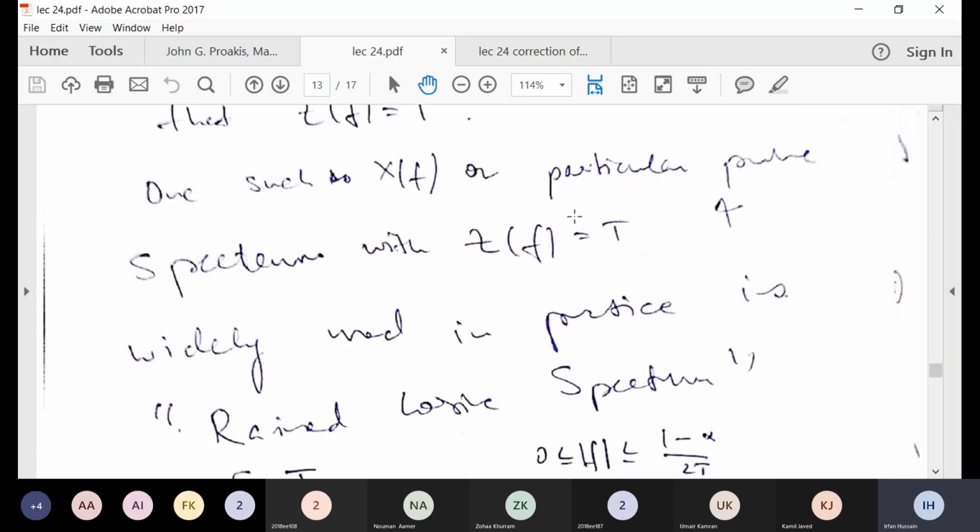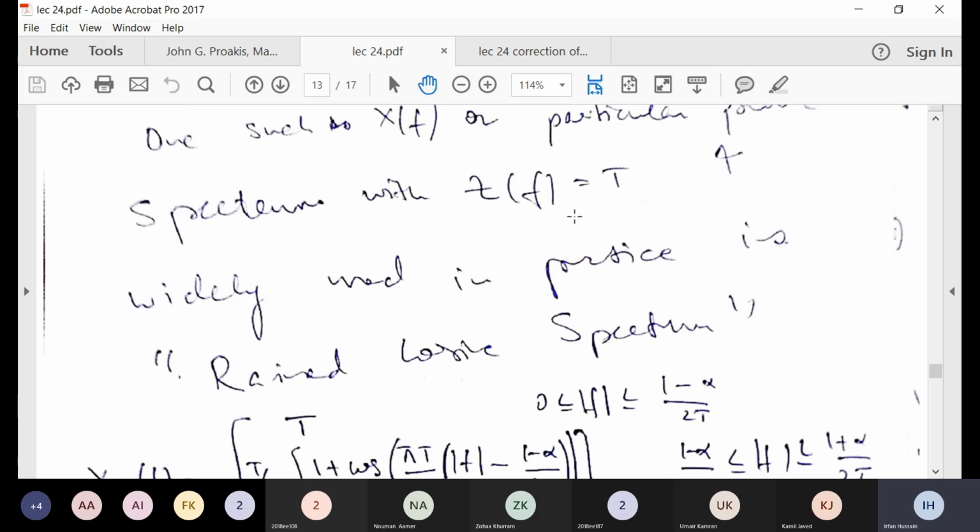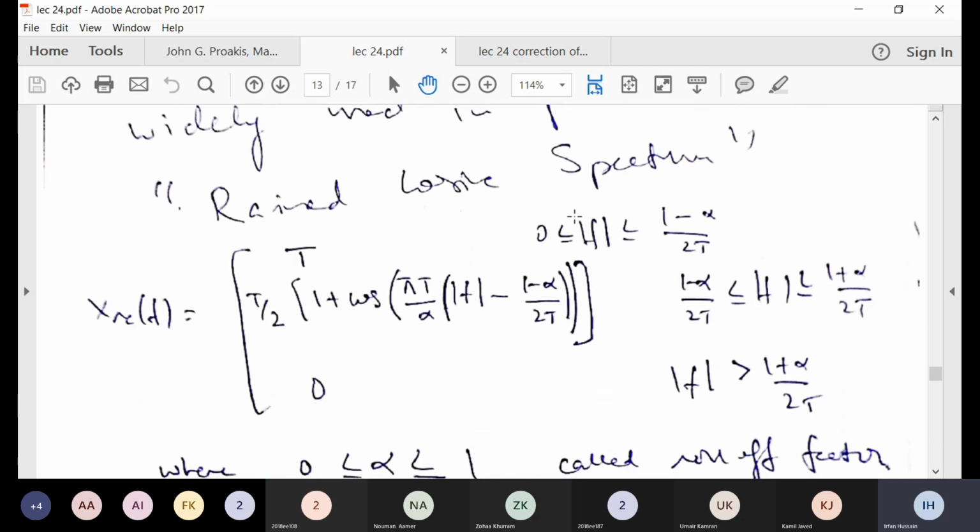One such pulse, where the height remains T, uses the raised cosine spectrum. Such a pulse that can satisfy these conditions is called the raised cosine pulse, and is defined as follows: from 0 to 1 minus alpha, the value of T. So this is a famous raised cosine pulse. It is defined as follows. Here alpha could be a value from 0 to 1.